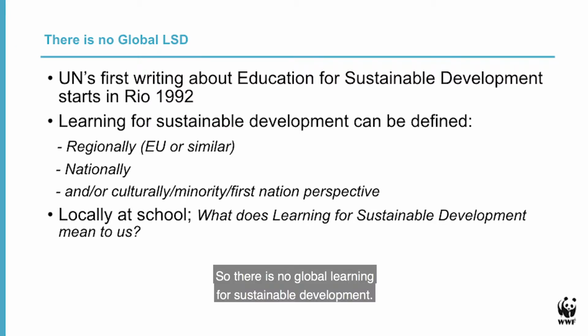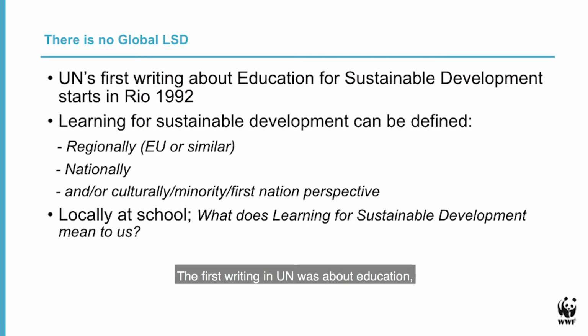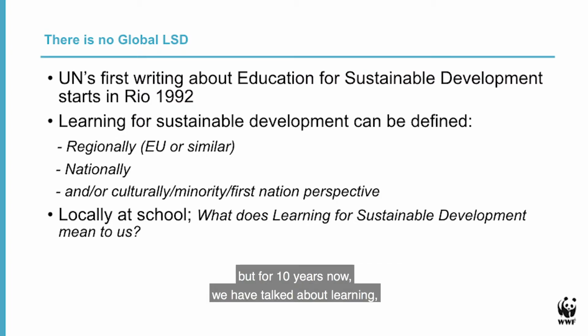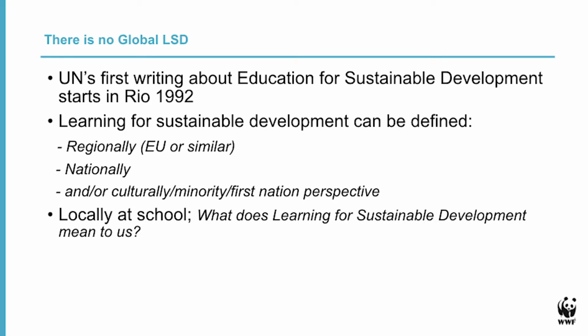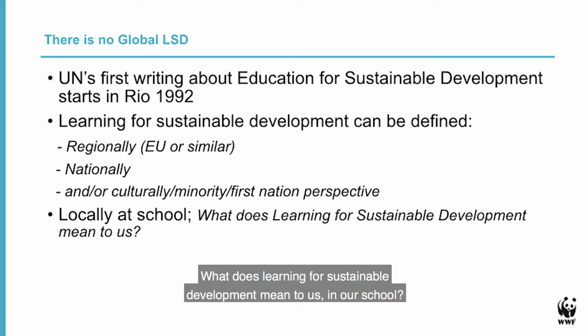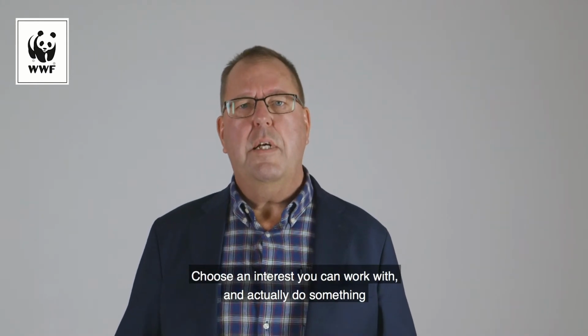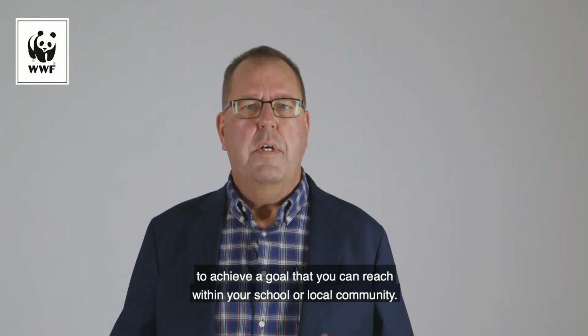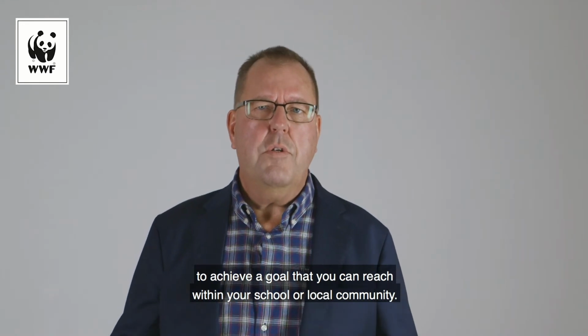So there's no global learning for sustainable development. The first writing in the UN was about education, but for 10 years now we have talked about learning. And it could be regionally defined within the European Union or nationally through curriculums or locally in a school. And this may be the most important one. What does learning for sustainable development mean to us in our school? Choose an interest you can work with and actually do something to achieve a goal that you can reach within your school or local community.